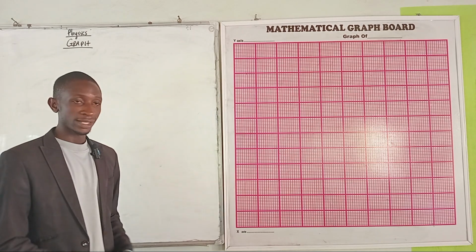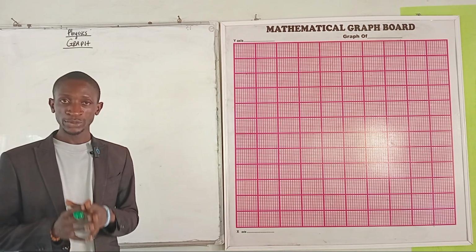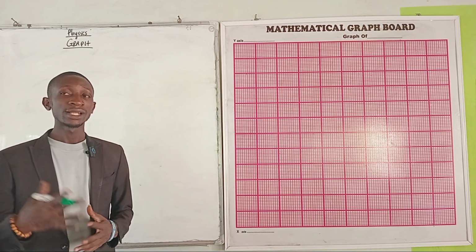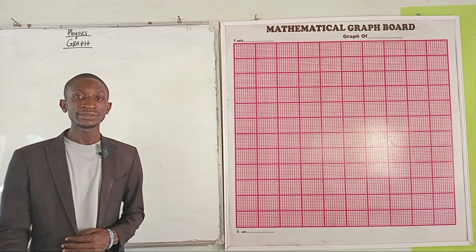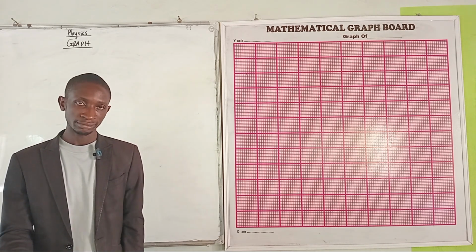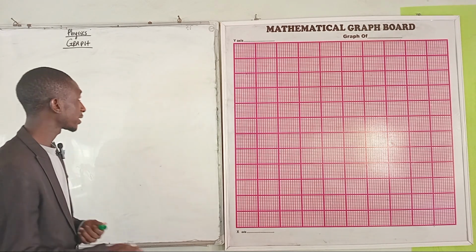I want to learn how to plot an accurate graph. And the only problem that students find in graphing is what we call scaling. Meanwhile, so what is a graph?